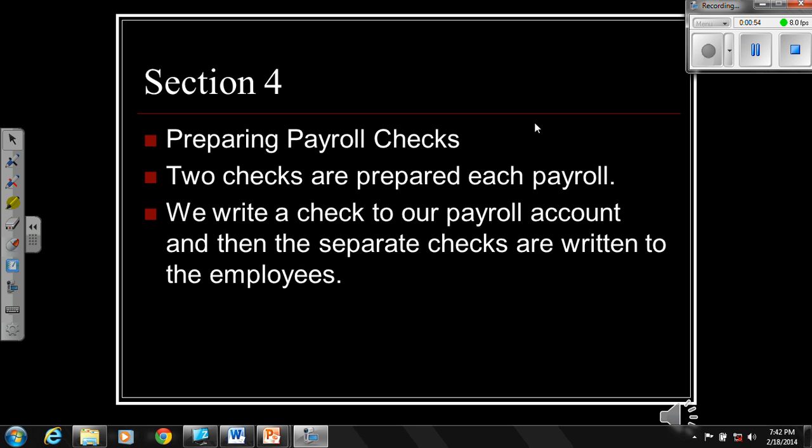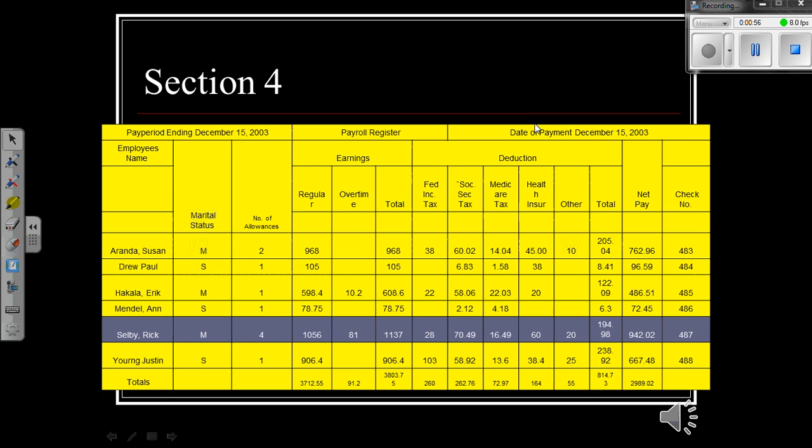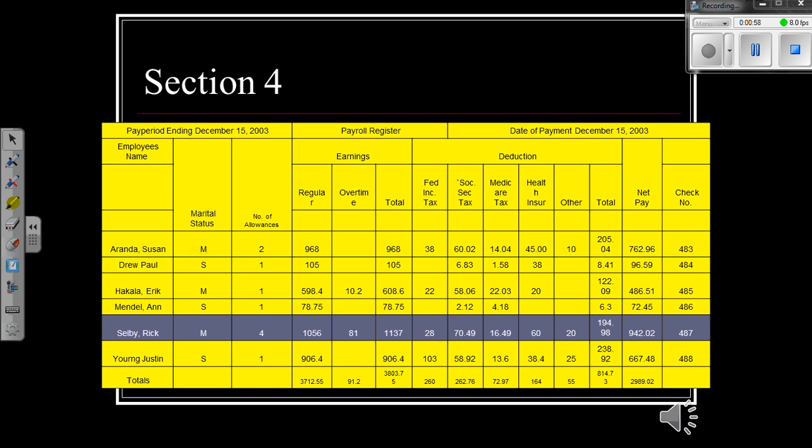Well, we can take a look at our payroll register. We can go down here to the bottom to the $2,689.02. And what I'm going to do is simply write that net pay for all of my employees and take that total amount and then break it up amongst the individual checks for each of the employees. So I go to the bank, I write what is called a general account check to my cash account so that I can write those individual checks.